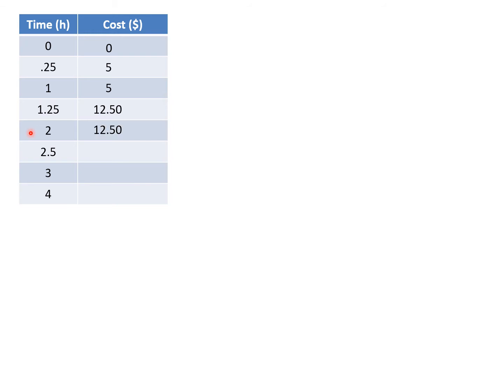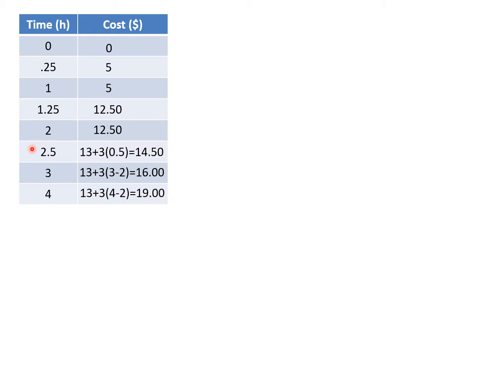2 hours is also, it says up to and including, so 2 hours is also $12.50. Now we're over 2 hours, 2.5 hours. So now we've got to use our little equation. That's 13 plus 3, and then this 0.5 comes from the extra time here, the 2.5 minus 2. So that's $14.50. Using that formula again for 3 hours, we get $16.